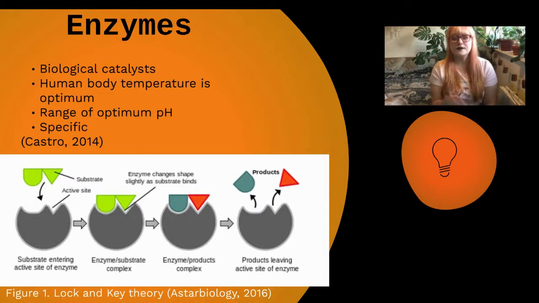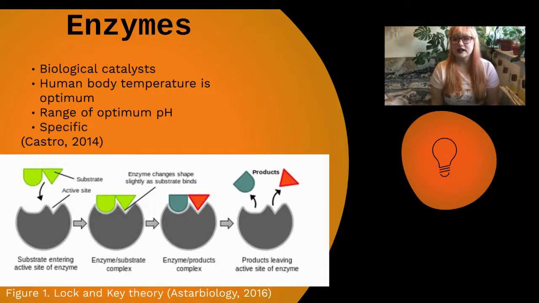They also have optimum conditions, so as our bodies are normally 37 degrees, this is normally most enzymes' preferred condition. However, they do have different pH optimum conditions depending on where they are in the body.